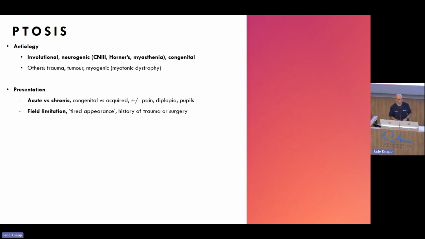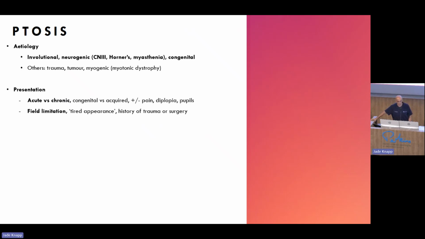The key thing here really is whether it's acute or chronic. That'll be your biggest clue. And then pediatric congenital versus older acquired. And if you've got pain, think of a third nerve or a Horner's. They can be painful. The others don't tend to be. Diplopia, think of a third. Pupil abnormalities, third or Horner's.